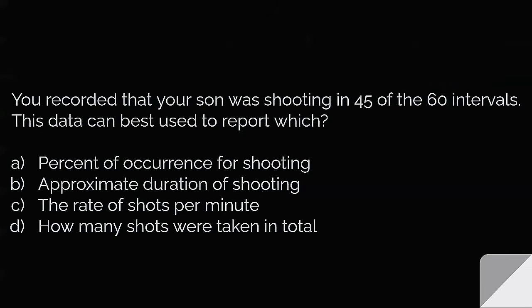Why not? You recorded, oh, here we go again. You recorded that your son was shooting in 45 of these 60 intervals. This data can best be used to report which? A, percent of occurrence for shooting. B, approximate duration of shooting. C, the rate of shots per minute. Or D, how many shots were taken in total?